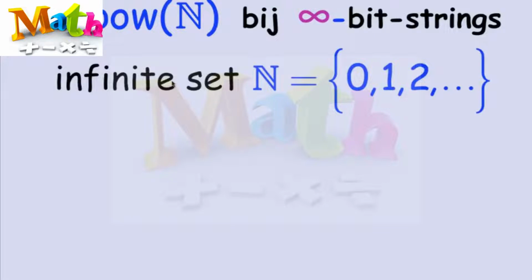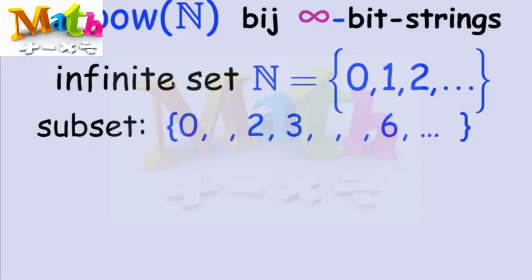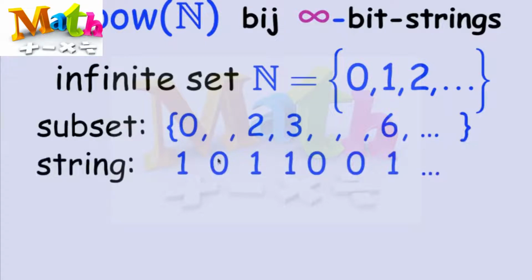So N is the set of non-negative integers 0, 1, 2. If you take any subset of N, here's one that has 0, is missing 1, has 2 and 3, is missing 4, 5, has 6, and so on, then what I can do is represent such a subset, possibly an infinite subset now, by an infinite sequence of ones and zeros. Put in ones in the positions where elements in the subset occur and zeros in positions where elements don't occur.